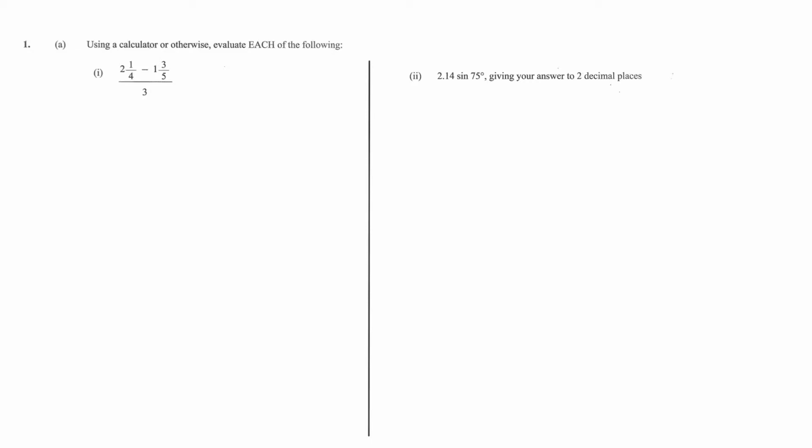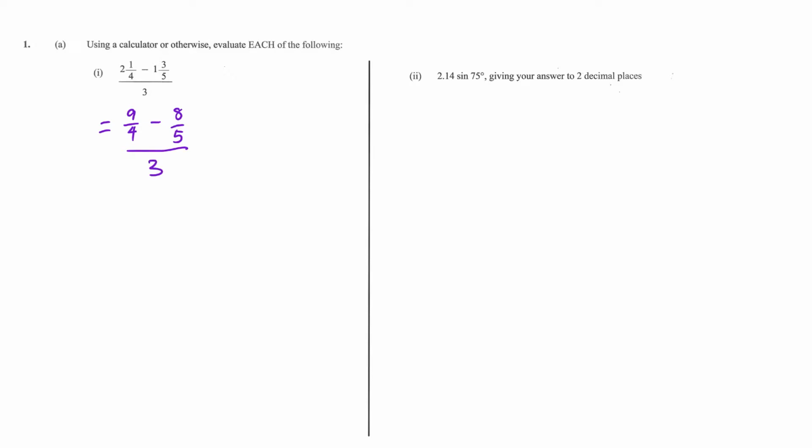Our first step is to combine the fractions in the numerator. But in order to combine them, I need to rewrite the mixed fractions as improper fractions. So the 2 1/4 can be written as 9/4. The 1 3/5 can be written as 8/5. So I have 9/4 minus 8/5, all of this divided by 3.